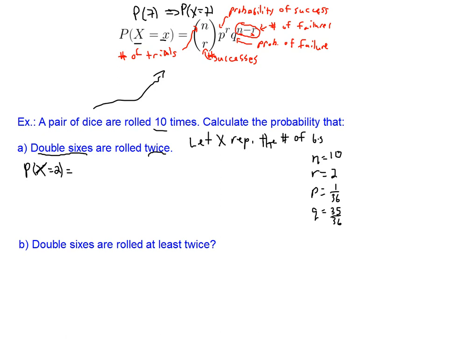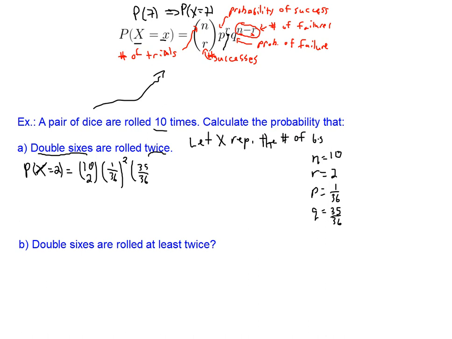So now we can fill these into our equation. We need an N choose R, so 10 choose 2 times the probability of success. P is 1 over 36. The exponent here is the number of successes. So if you look here, R is the same as this value, the number of successes. So R is 2, we want 2 successes, and then we're going to have 35 out of 36, and this is the number of failures.